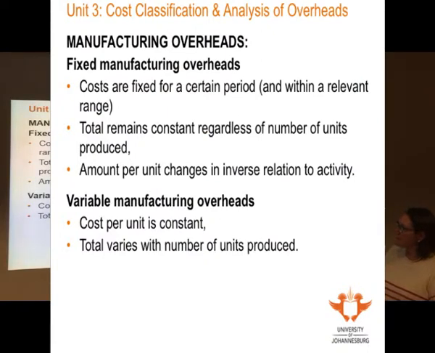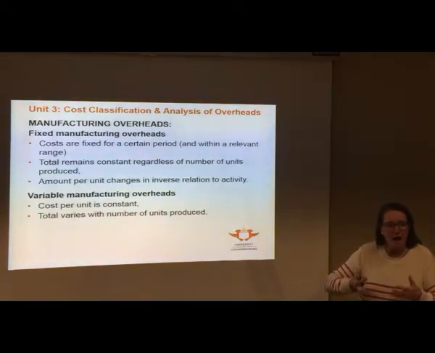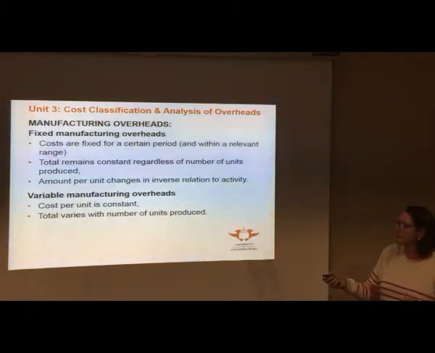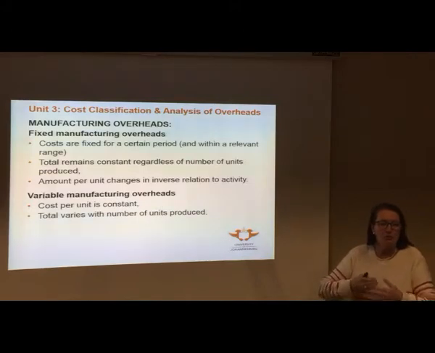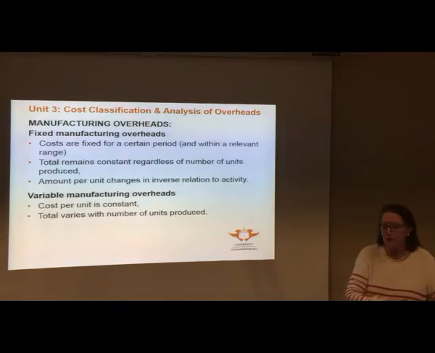If we look at manufacturing overheads, we know that fixed manufacturing overheads are fixed for the specific period, so it doesn't matter how many units you produce, your cost remains constant because it's a fixed cost. Therefore, if you're allocating the cost to the units of production, the more you produce, the lower the cost per unit. Does that make sense? On the fixed cost, the amount per unit changes in inverse relation to the activity. Because the cost is fixed, the more units you produce, the less the cost per unit is.